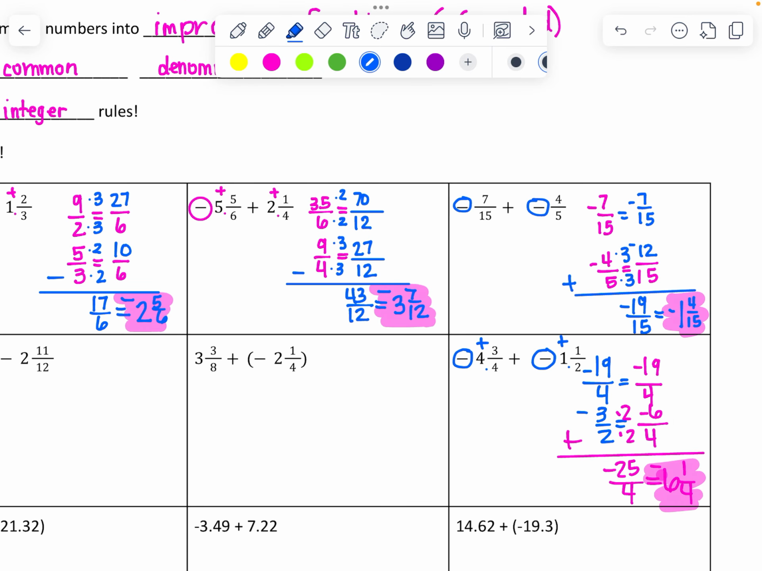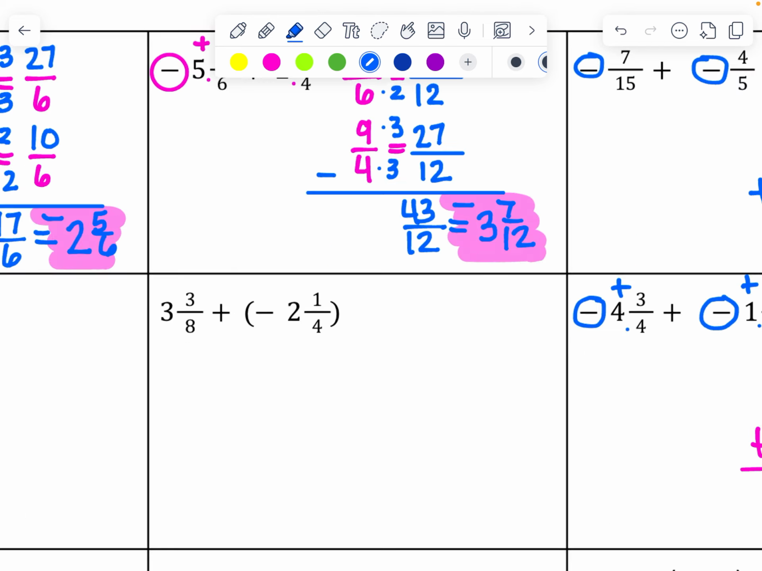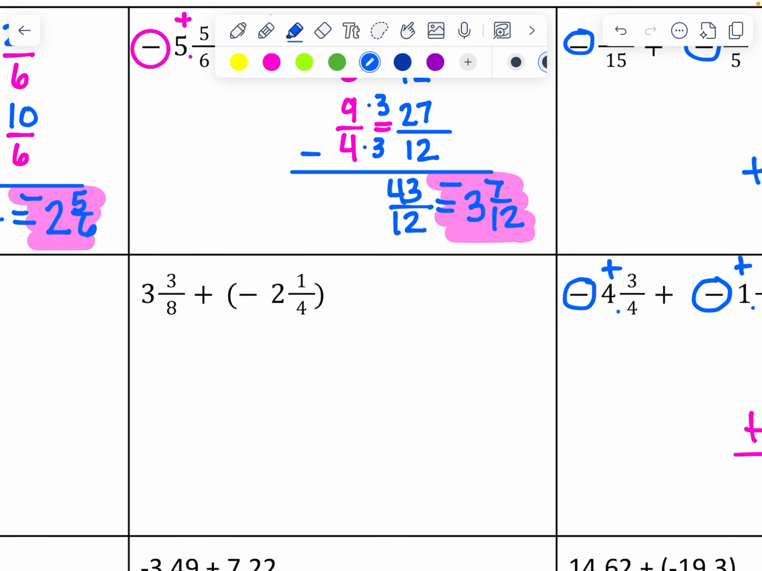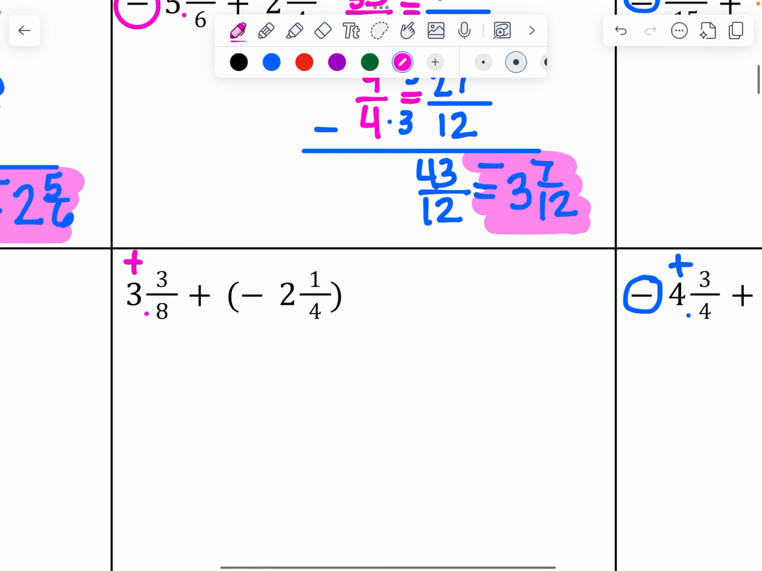Okay, I'm going to go left. In this next one, I can see I have 1 of each. So I know that 3 is bigger than 2. I also know that I can make them improper. So 3 times 8 is 24. And 24 plus 3 is 27. Keep the 8. And then 2 times 4 is 8 plus 1 is 9. 9/4. Don't forget that guy's negative.